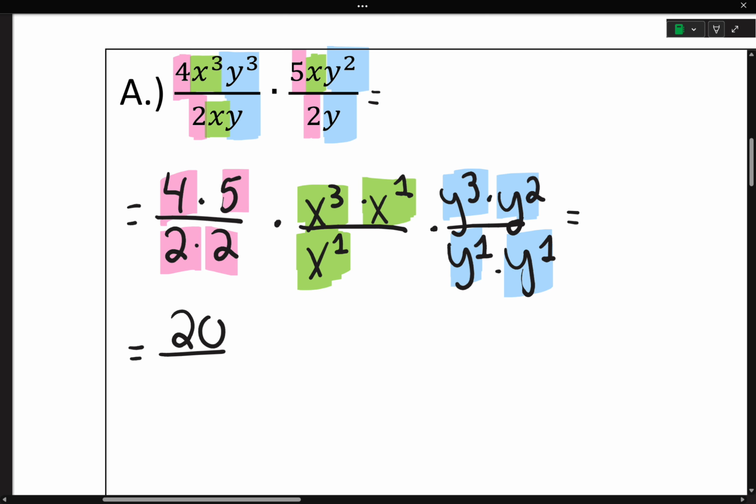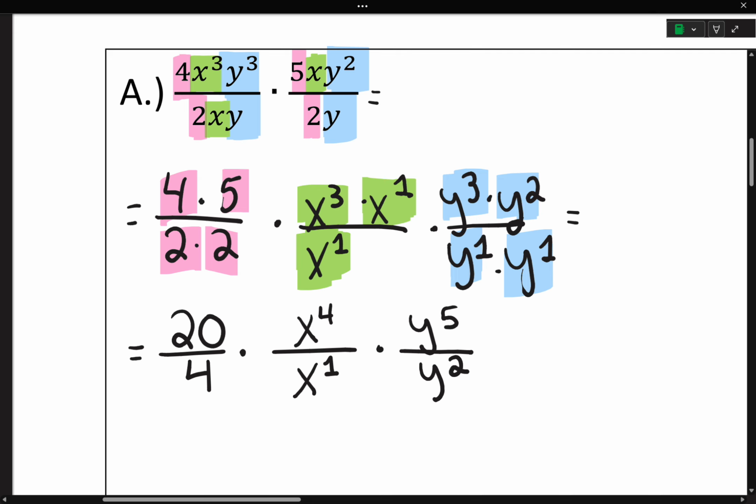4 times 5 is 20, 2 times 2 is 4. When we multiply bases that are the same, we add their exponents. So, for the top of the x's, I end up with x to the 4th. And we're still x to the 1st on the bottom. Let's add the exponents on top of the y's and the bottom. For the top, we have 3 plus 2, which gives us 5. And then we have 1 plus 1, which gives us 2.